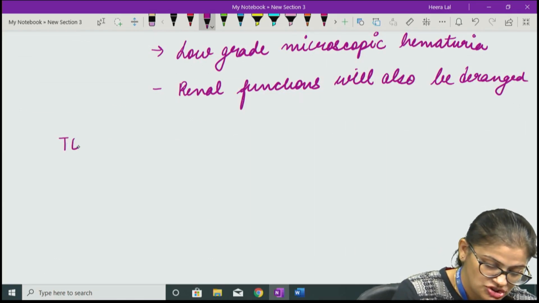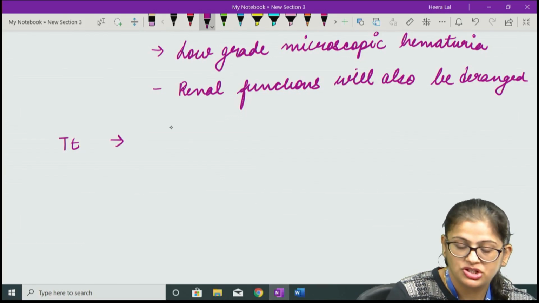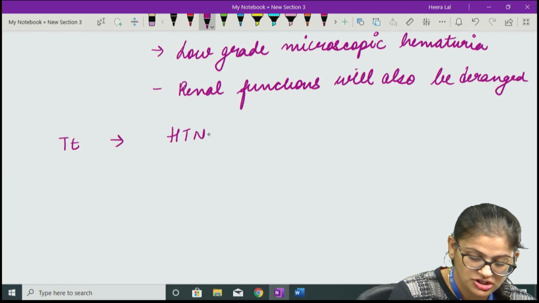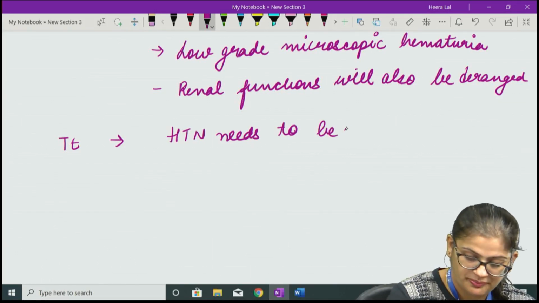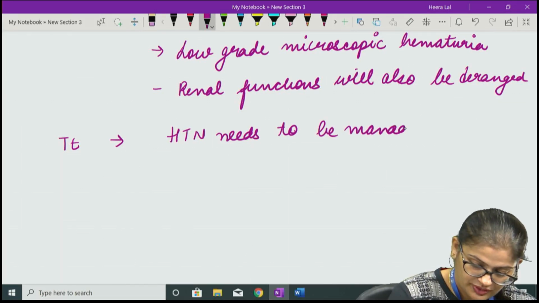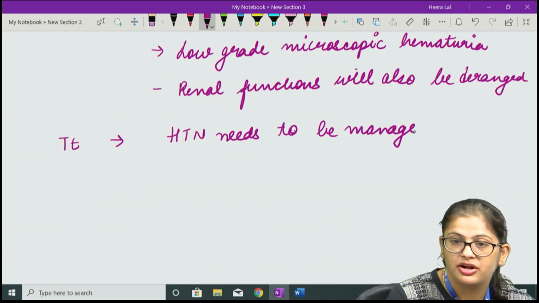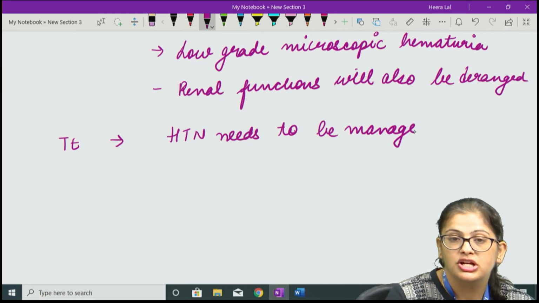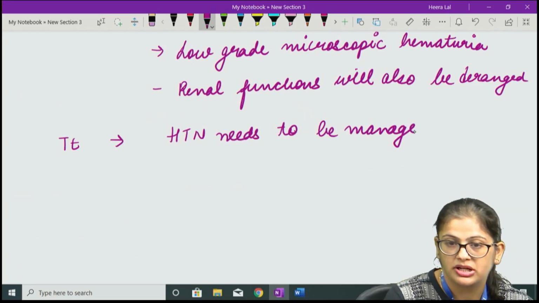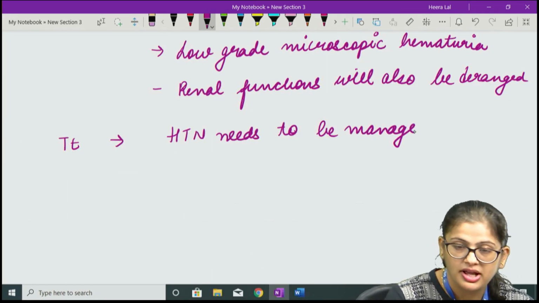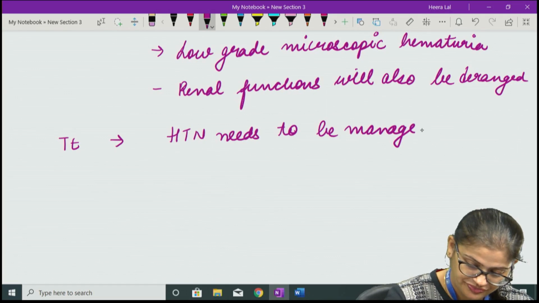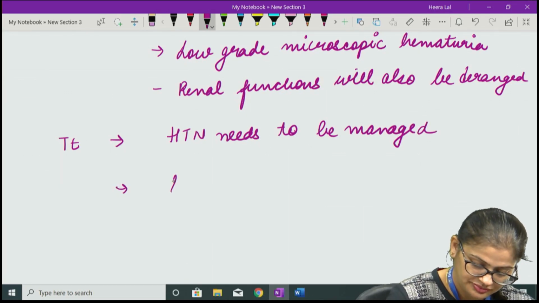When you are managing these patients, if hypertension is a prominent problem, then hypertension needs to be managed. Otherwise, they need symptomatic treatment. Their anemia needs to be taken care of, their thrombocytopenia needs to be taken care of, their hypertension needs to be taken care of, and all other complications that may result due to acute kidney injury or renal failure have to be taken care of. So the treatment is basically symptomatic.